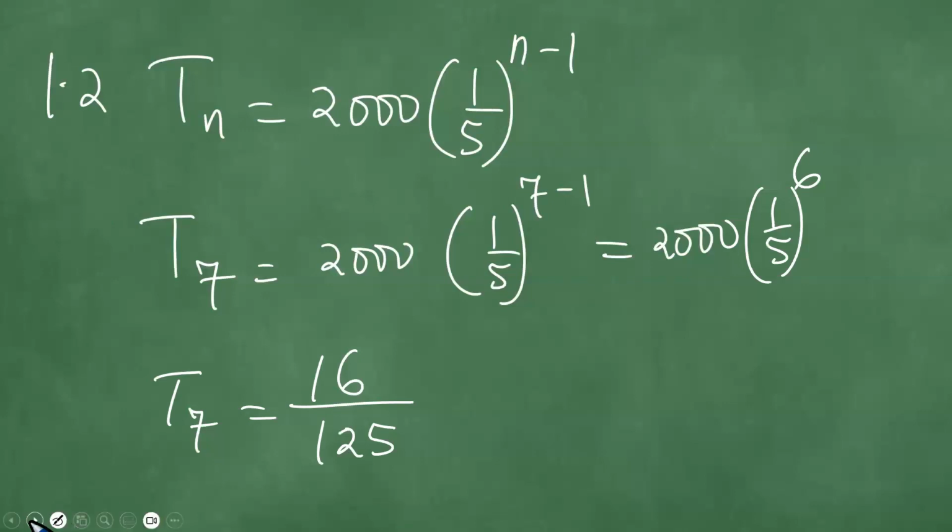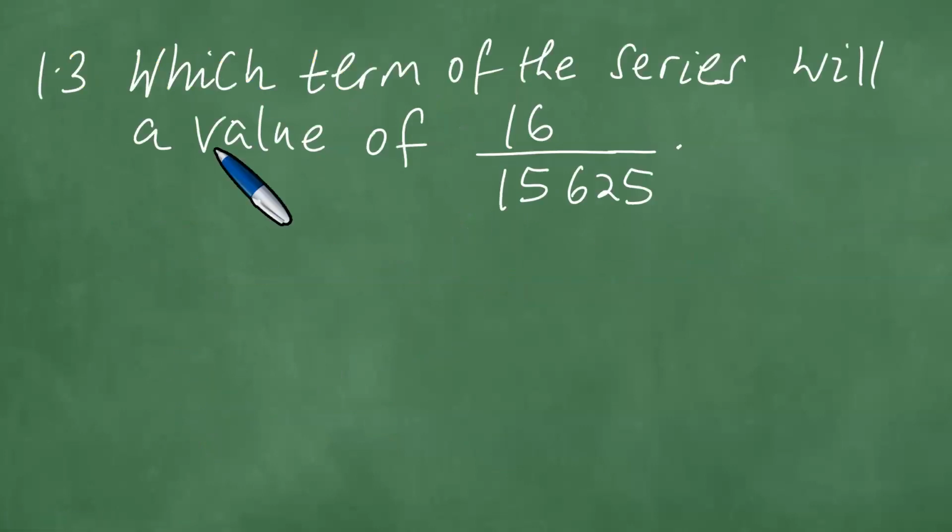Okay, let's look at the next question, Ayanda. Now the next question says, which term of the series will have a value of this? We have already found Tn for the series. We've already found T7 for the series. Which term of the series will have a value of 16 out of 15,625? Where do we start? I mean, how do we solve a question that says which term? What do they want? What are we supposed to look for in this question?